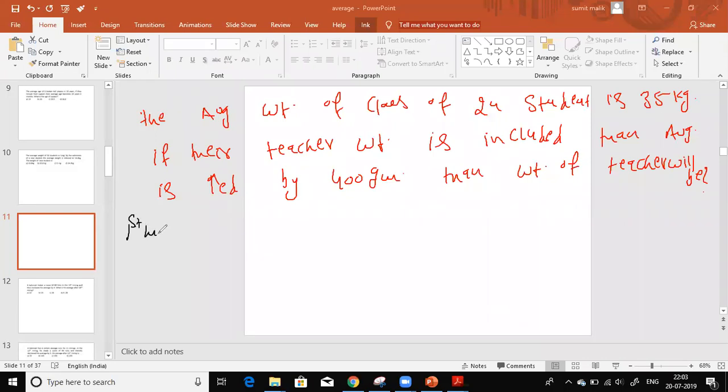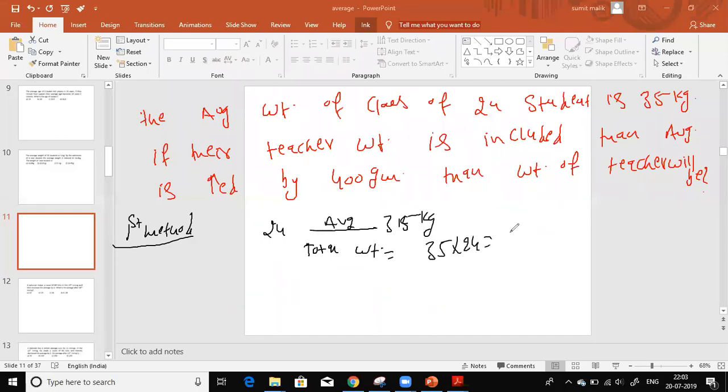First method, basic method. The average weight of a class of 24 students is 35 kg. If the average is 35 kg, then the total weight is equal to, you simply multiply the average with the number, 840 kg. So the total weight of the 24 students is 840 kg.